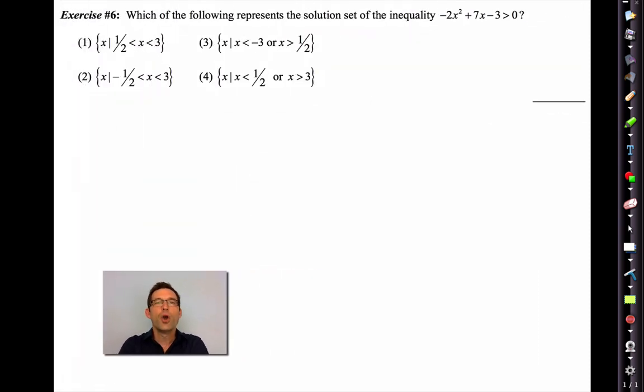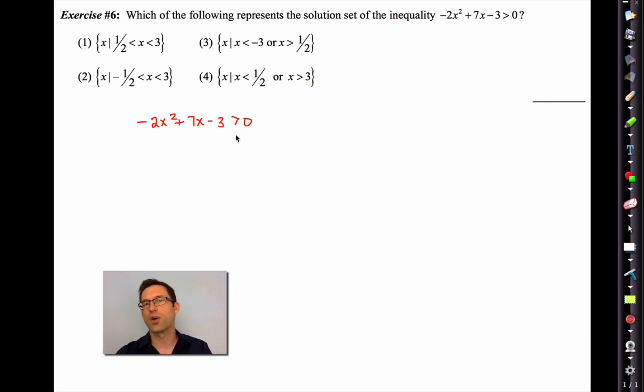Okay, final problem. Which of the following represents the solution set of this inequality? Now, there's a lot of different ways to do this. Let me show you how to do it algebraically. Okay? -2x squared plus 7x minus 3 is greater than 0.